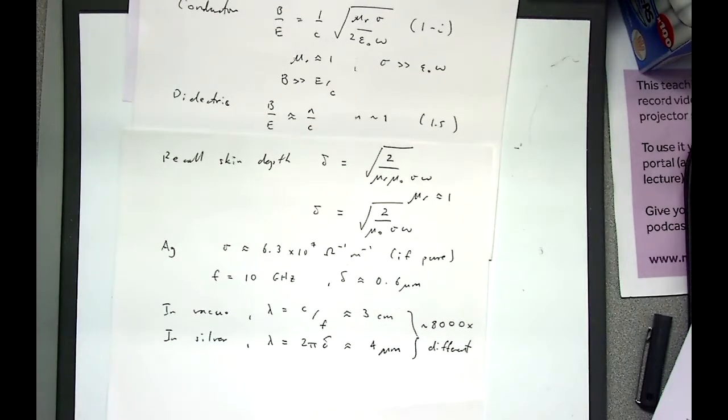So we'll see later on that when we talk about waveguides we have a similar sort of behaviour going on. The free space wavelength is not the same as the wavelength inside the object, or in this case inside the metal.